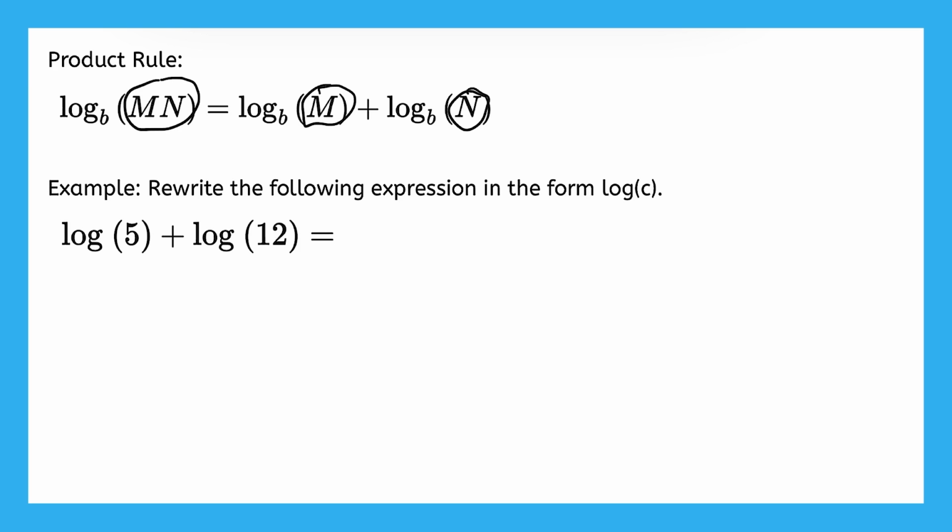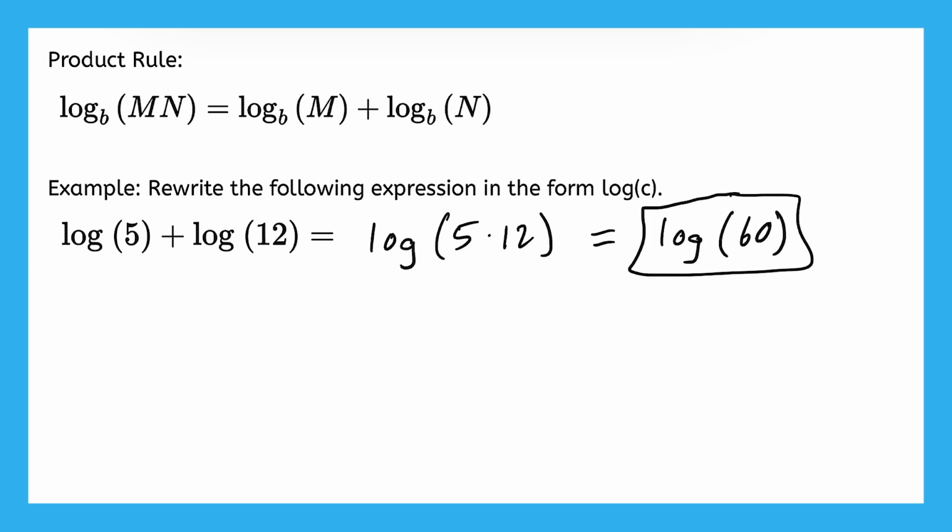We multiply them, right? So we just need to do 5 times 12 when we write the form log of c. All right, there it is. 5 times 12 is 60, so let's write log of 60. All right, so there it is. Our answer is log of 60, so we're finished with that question.